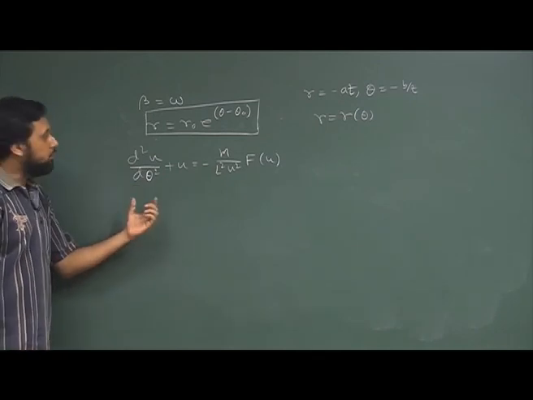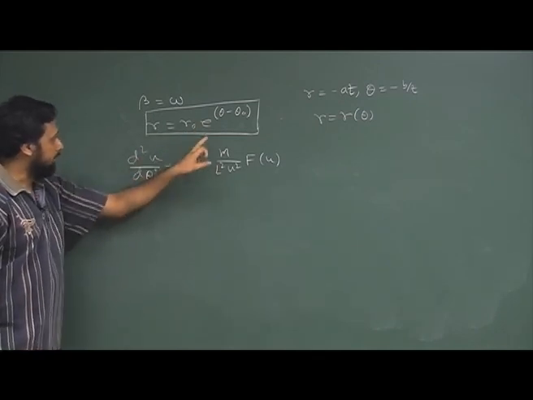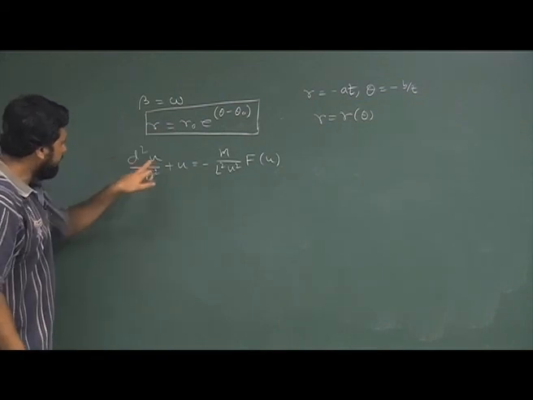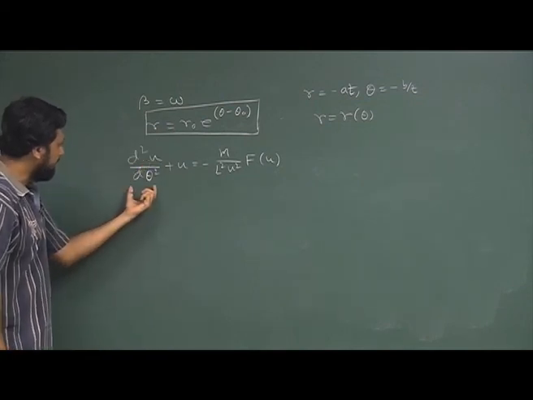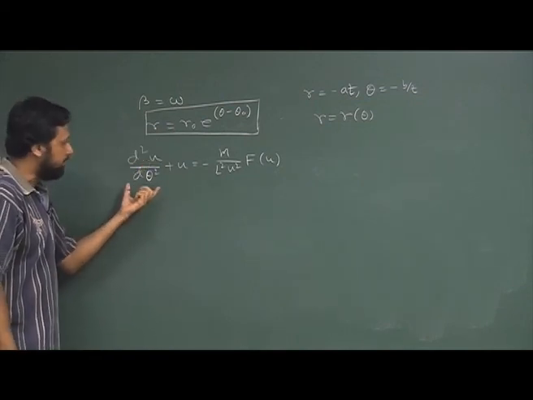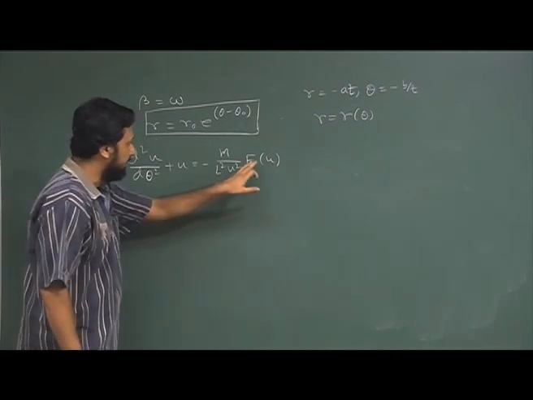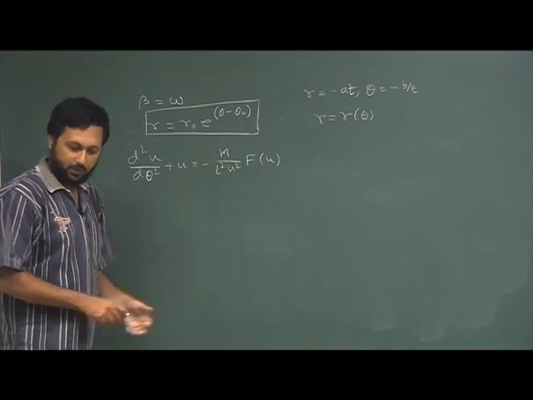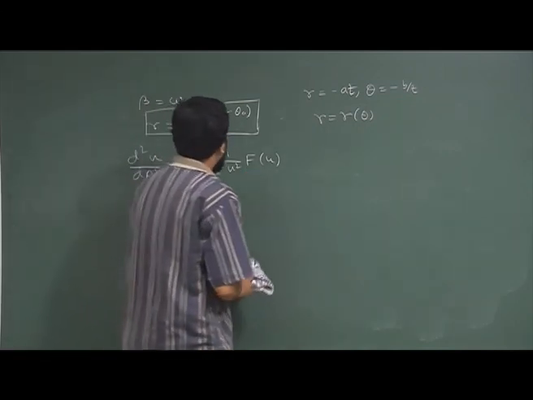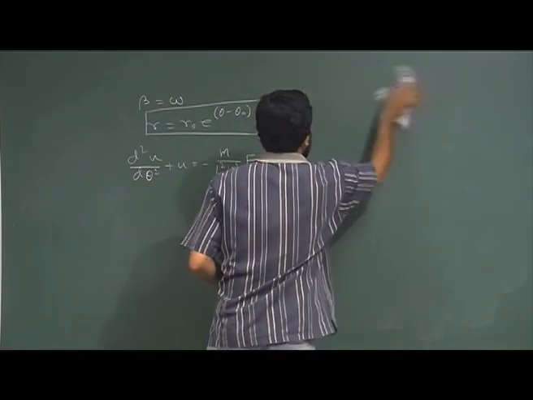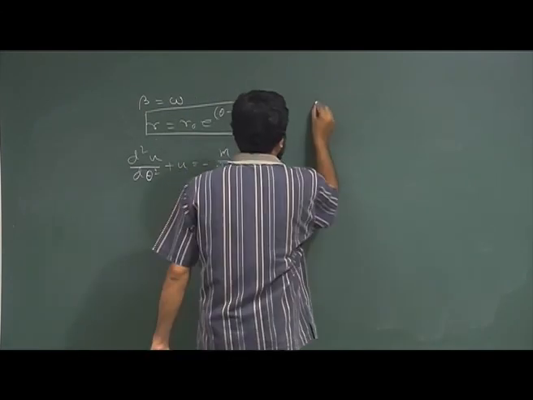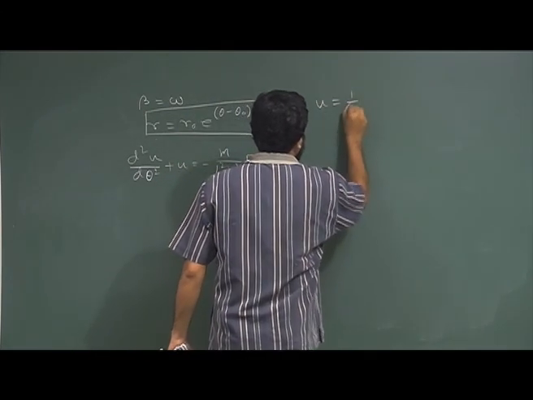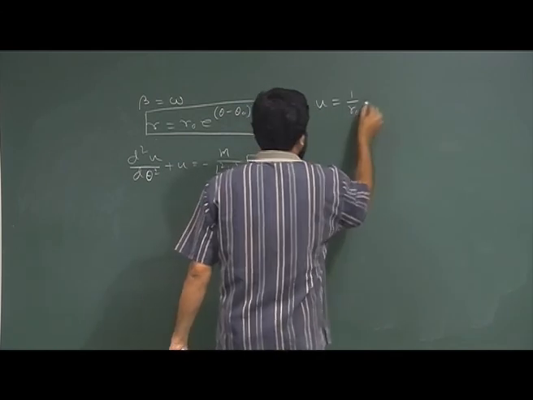So, what we need to do is, we have r as a function of theta. So, we have to construct u first, then we have to determine d2u d theta 2, substitute it here, and we will essentially get an expression for f of u in terms of theta. Now, if r is equal to this, so u will be equal to 1 by r0 e to the power minus theta 0.